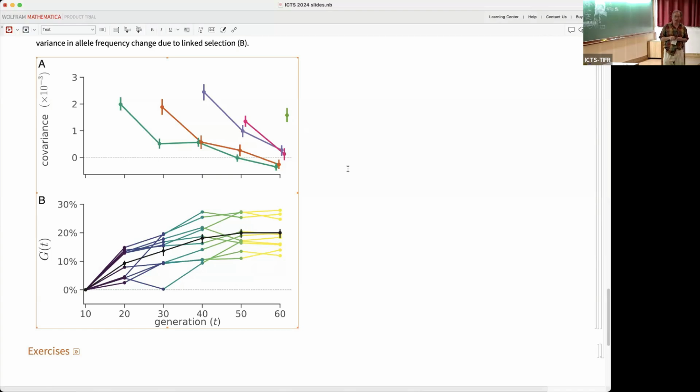Okay, I think I'll stop there because what I'm going to go on to next is stabilizing selection. Well, it's a whole topic in itself.